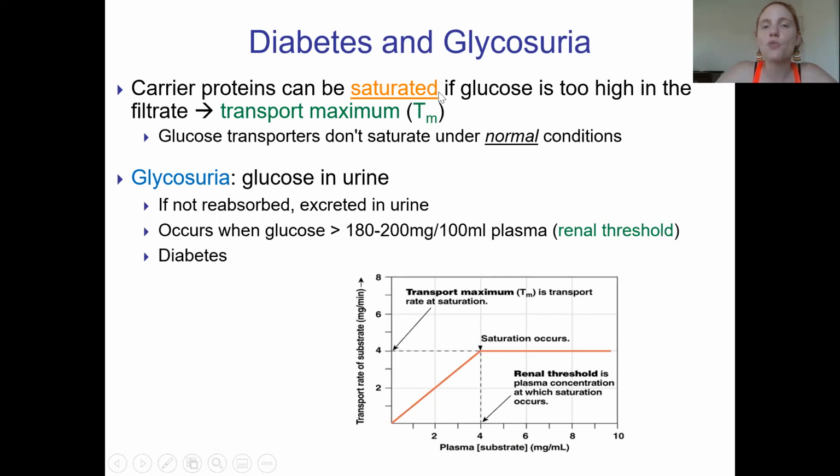Okay, so if you have diabetes, you have glycosuria, which just means glucose in the urine. And that does not mean that there is anything wrong with your glucose carrier proteins. They're still functioning perfectly fine. They're just saturated, so they're unable to reclaim all of the glucose. So some of it gets left behind, and then it'll be excreted out of the body in the urine. Okay, so again, functional, perfectly happy glucose carrier proteins. They're just saturated.